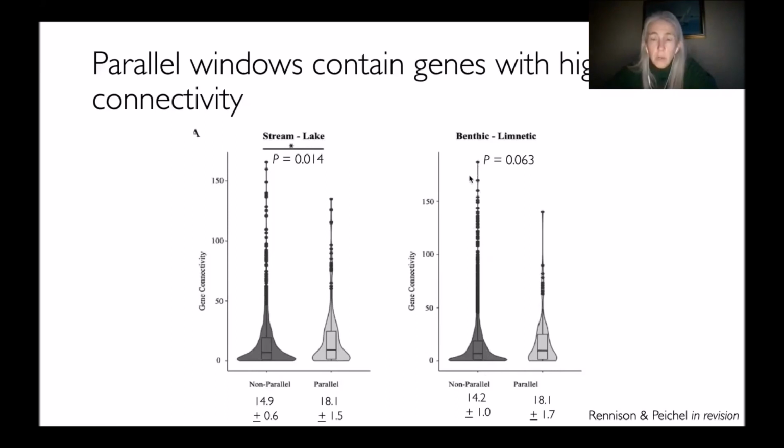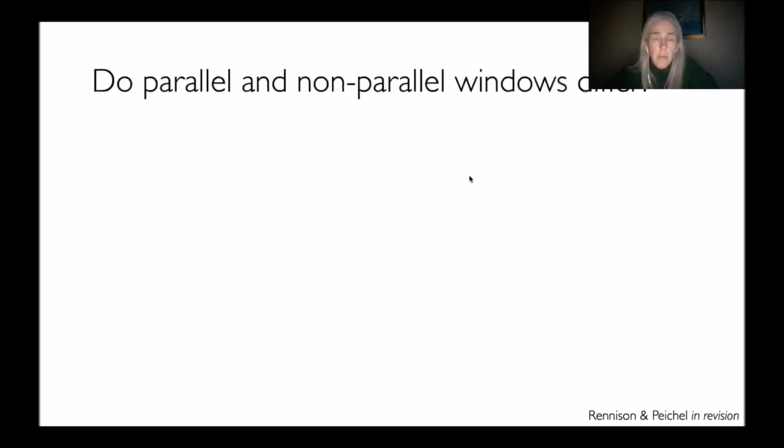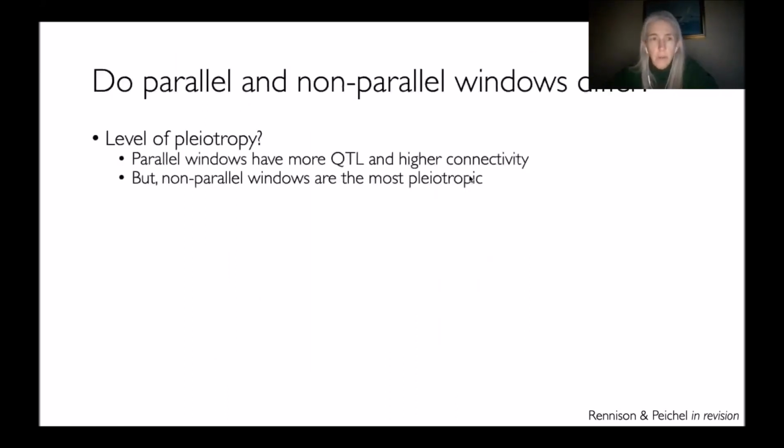So I wanted to now just summarize what we found rather than showing you all of the plots. Parallel windows have higher QTL and higher connectivity, but the non-parallel windows seem to be the most pleiotropic. There is no difference in gene number, so we can't really explain that difference.